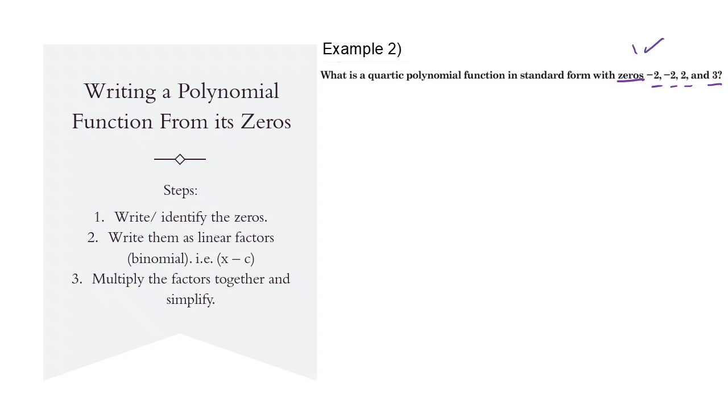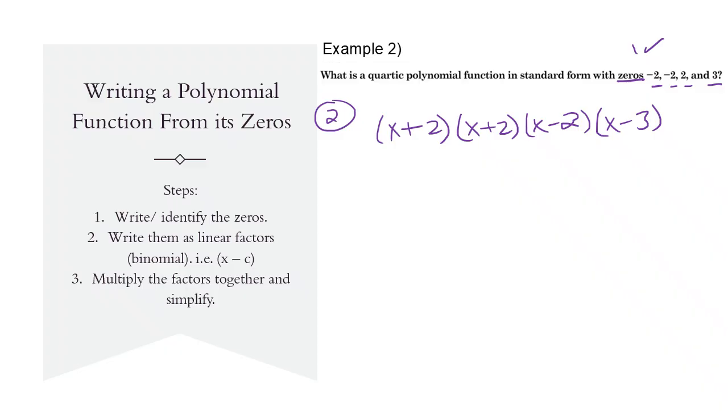So step 1, done. Step 2 is to write each zero as a factor. Writing them as a factor, we have x plus 2 times x plus 2 times x minus 2 times x minus 3. Again, remember, your binomials are always the opposite. If my zero is -2, then when I write it as a binomial, it's going to be x plus 2, because that is how I got the zero of -2.